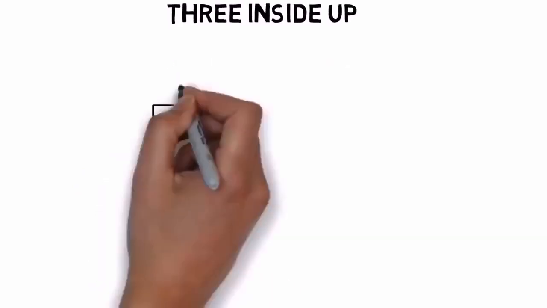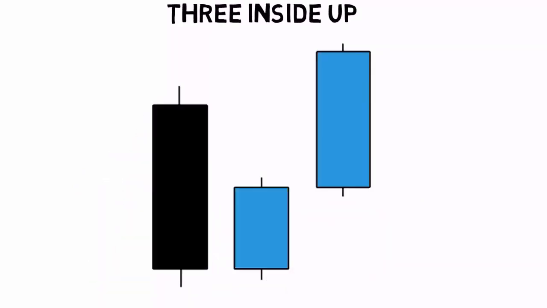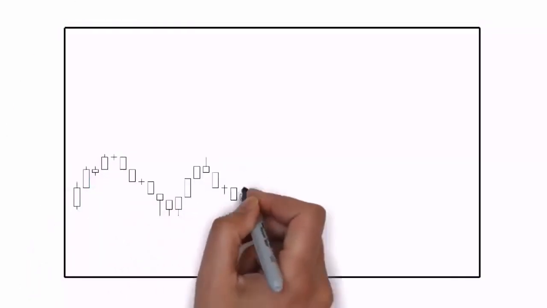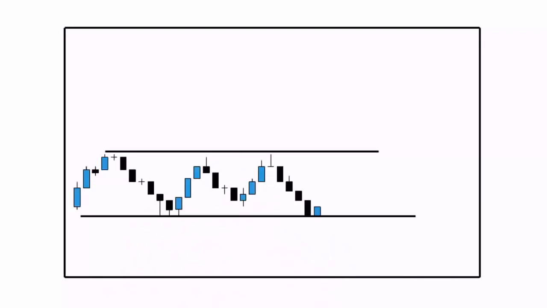3 inside up is a 3 candlestick bullish reversal pattern. The first candlestick is a long bearish candle. Second is a bullish candle that closes at least at the midpoint of the first candle. And the third is a bullish candle that closes above the opening price of the first candle, creating a new high. As this is a bullish reversal signal, we will only look for it in a downtrend.